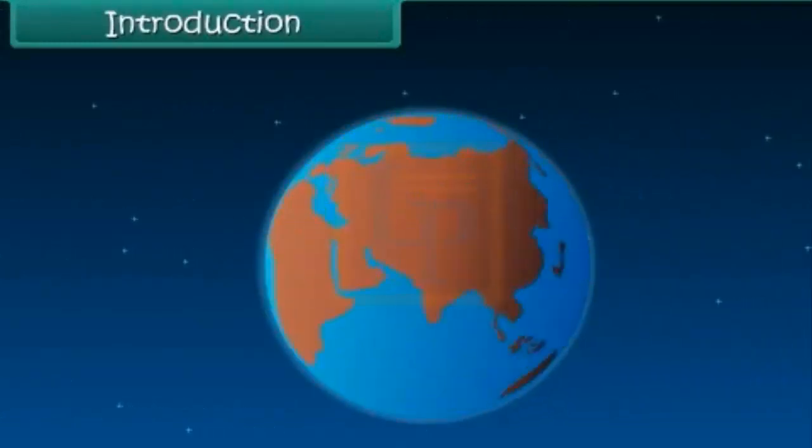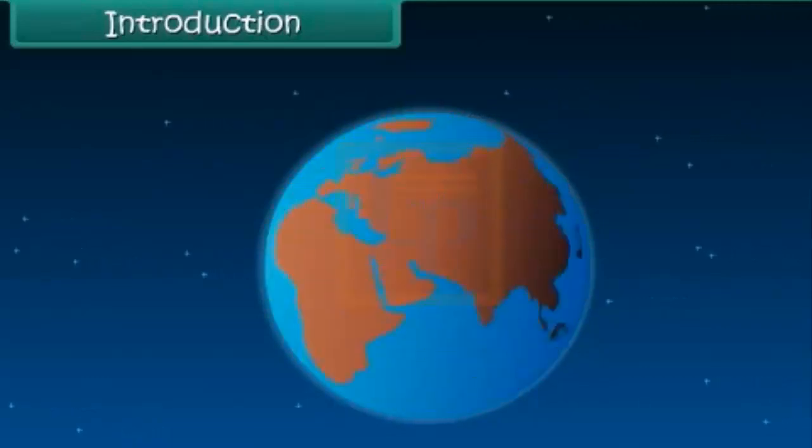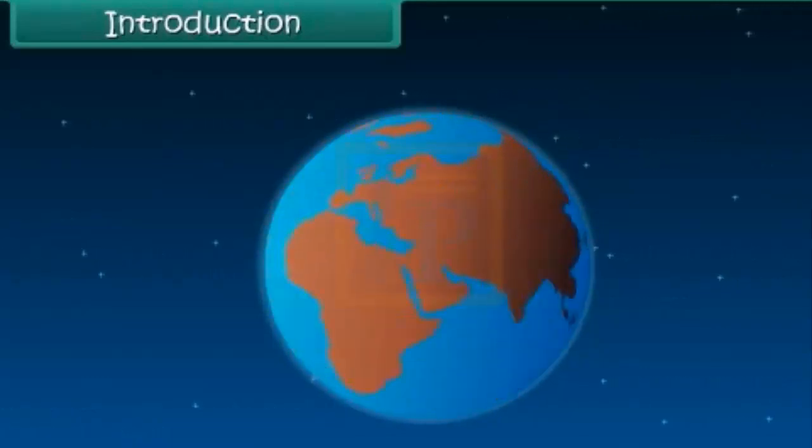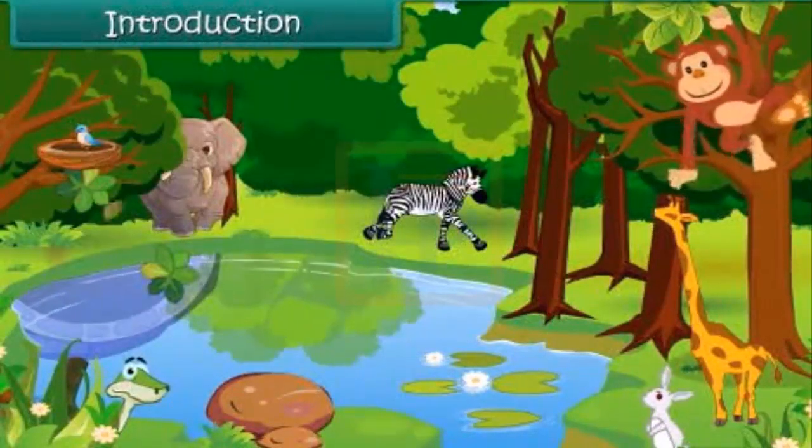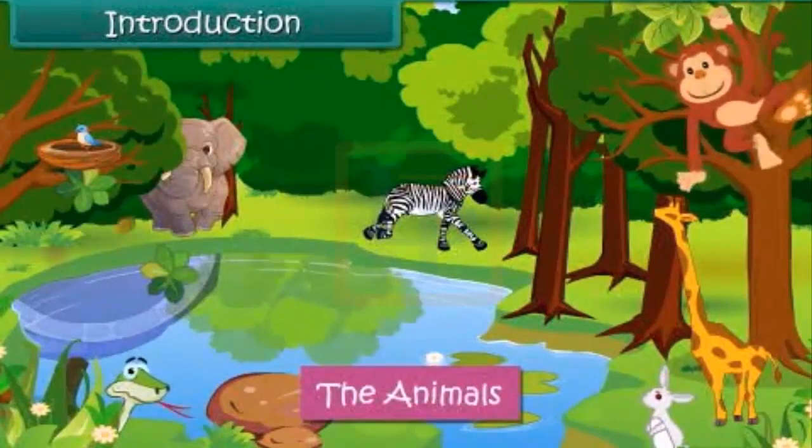Introduction. Hello friends, look at this. This is a beautiful blue planet. This is where we live. Yes, this is Earth. As we can know that different types of animals and plants are found here.